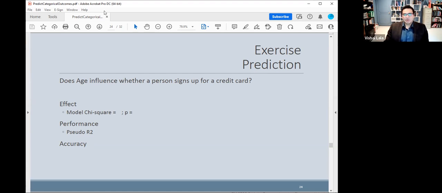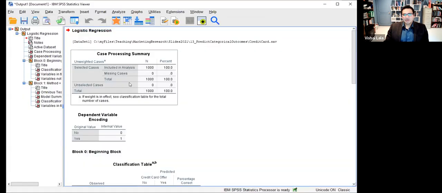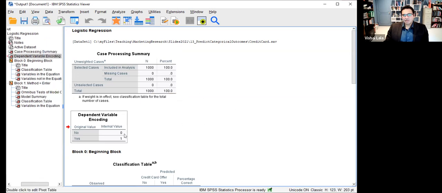Flipping back to our output window, let's take a look at the SPSS output. The first window here shows us the number of observations being 1,000. We can see the two values of our outcome variable are 0 and 1, where 0 refers to no, 1 refers to yes.